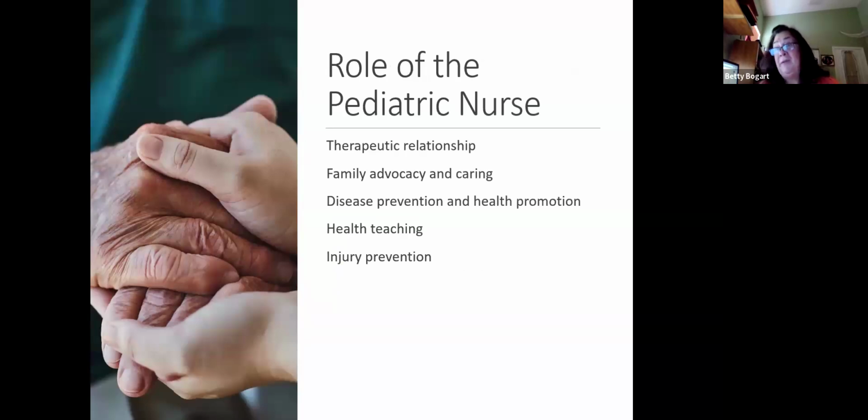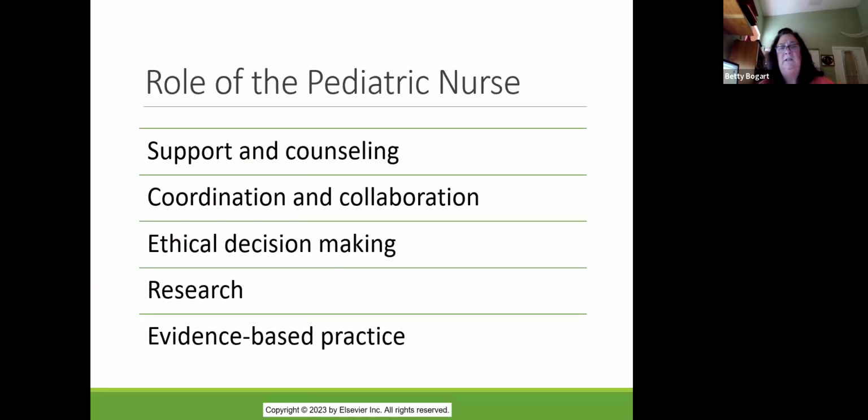Pediatric nursing, you're going to be a counselor. You're going to be a marriage counselor. You're going to be a family counselor. You're going to be everything. You're going to be the teacher. You're going to teach family. You're going to teach the child. And of course, trying to teach to prevent injuries.